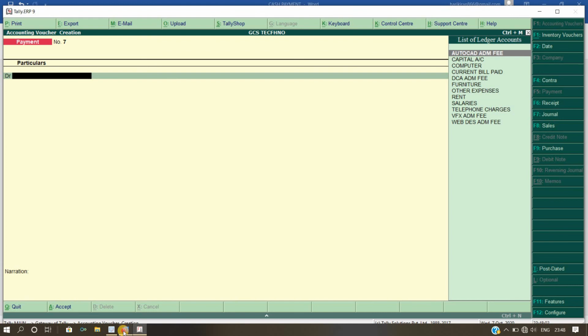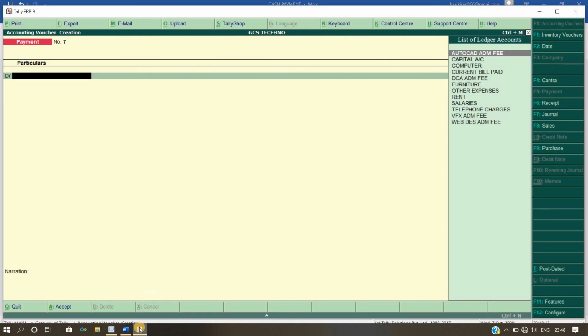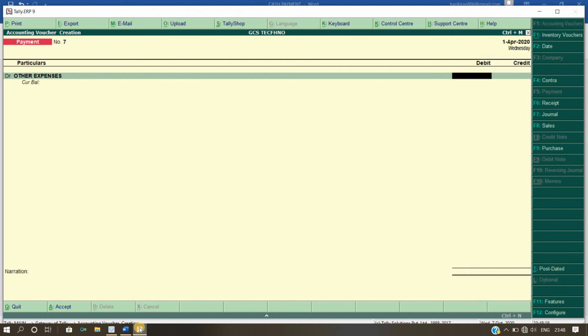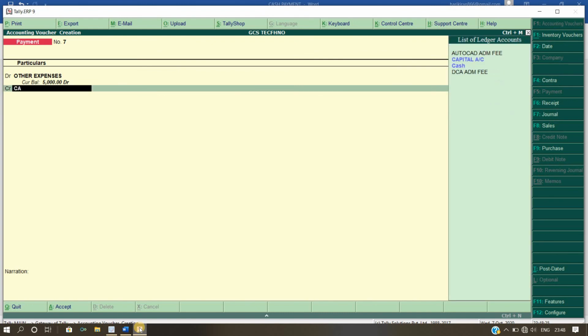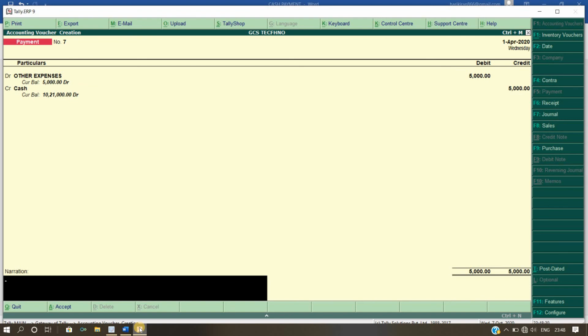And we have last one, other expenses of amount 5,000. This is also in payment voucher only, friends. Other expenses amount is 5,000 na. 5,000 and we take credit normally cash. And I give narration here, other expenses paid.